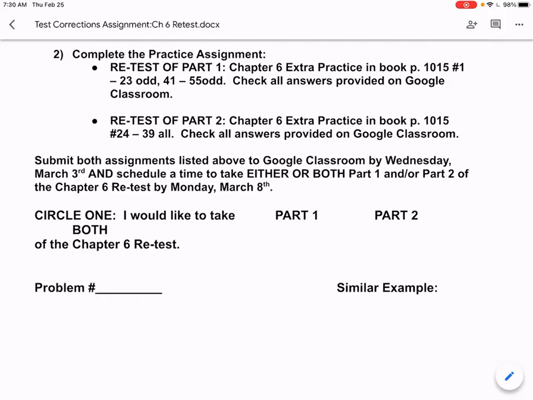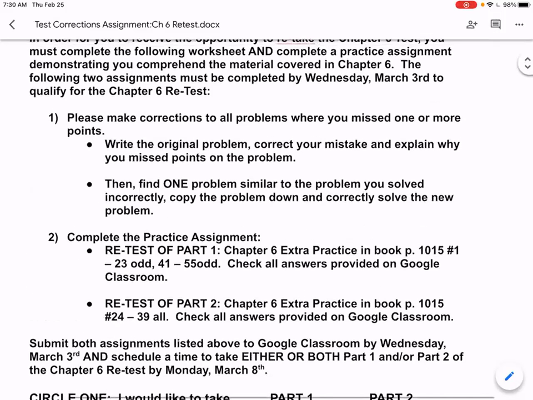This will be posted to Google Classroom after class. I didn't get to post it. I'm going to blame it on Mrs. Everhart. She came over and bugged me. So I didn't get to post it yet, but it will be posted to Google Classroom with the same information given. This must be completed by next Wednesday, March 3rd.